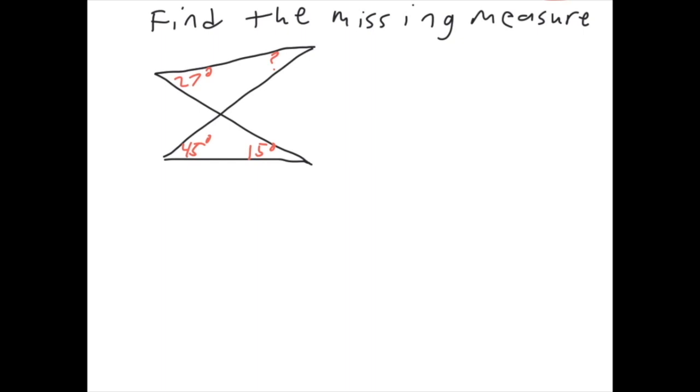So it's going to be 180 minus these two added up. So that'll give us 180 minus 45 plus 15 is 60. So that's 120 degrees. So this angle right here is 120 degrees.